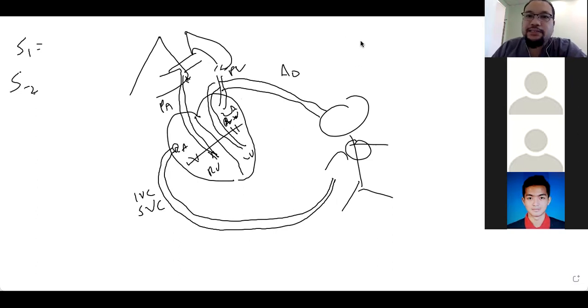Kenapa kita boleh rasa pulse? Sebab this is your vessel masa diastolic and this is your vessel masa systolic. Kan? Masa systolic dia besar, masa diastolic dia kecil. Systolic, diastolic, systolic, diastolic. Kan? This is the vessel. Ni masa ni pressure dia 120. Pressure masa sini 80 contohnya. So, this is the pressure gradient that you can feel. Kita boleh rasa pulse sebab ada pressure gradient ni.